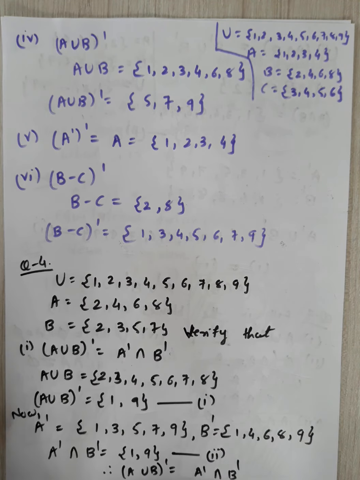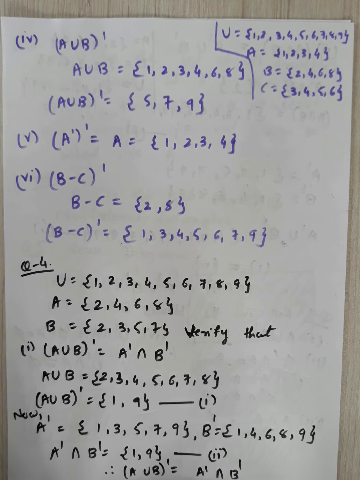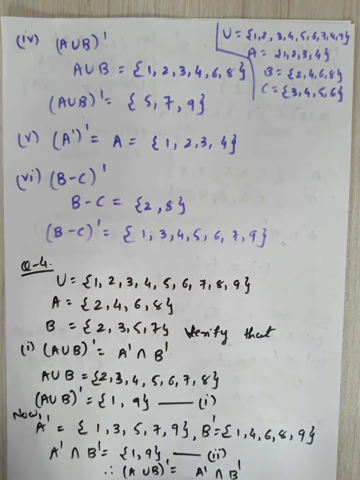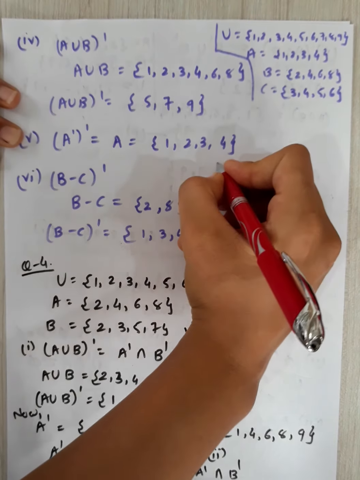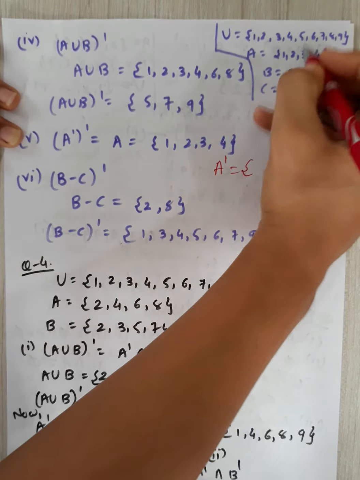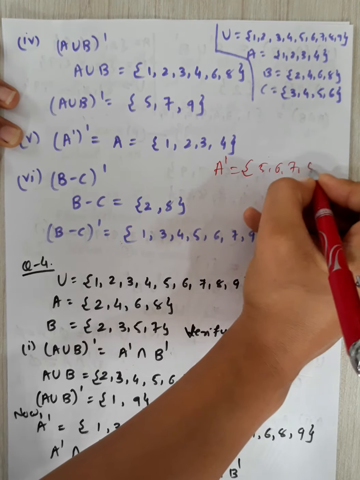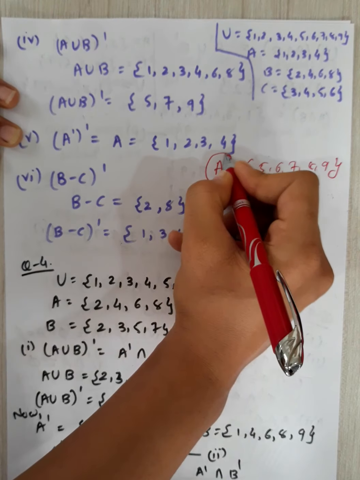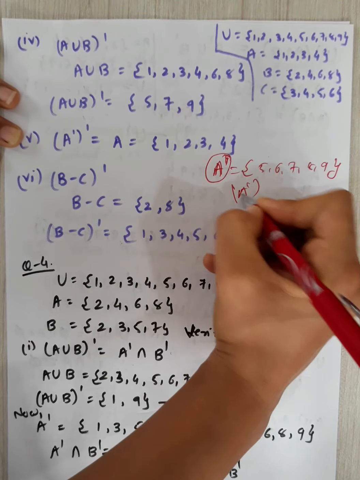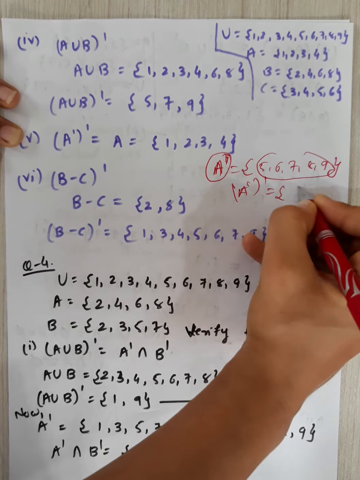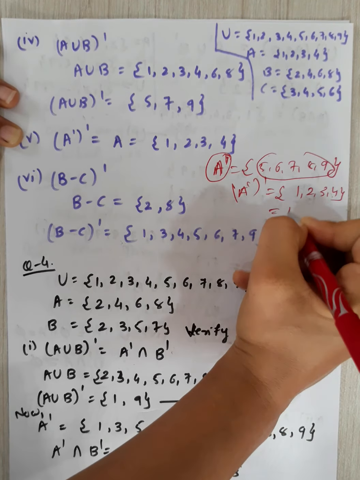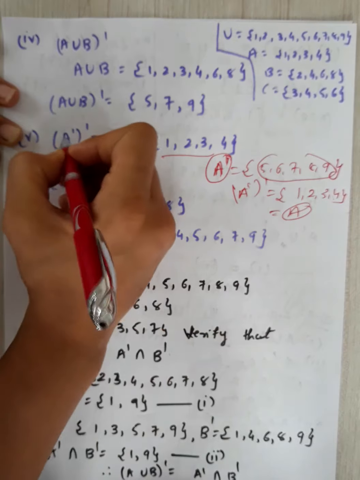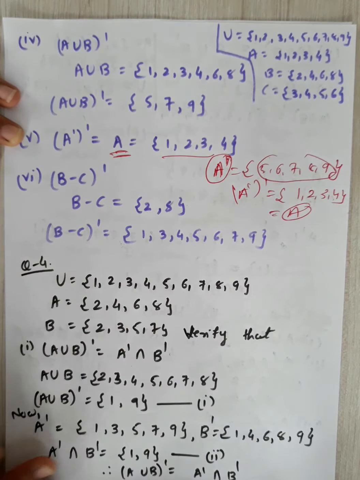Okay, now A dash of dash. We know the property that dash of dash is equal to that particular set, is equal to A. So you have to write 1, 2, 3, 4, right? And if you have to show it, find out A dash, 5, 6, 7, 8, 9 is the A dash. Now you have to find its dash, dash of dash, which is equal to, apart from these elements, 1, 2, 3, 4, which is equal to A. So directly write down A dash of dash is equal to A, which is 1, 2, 3, 4.